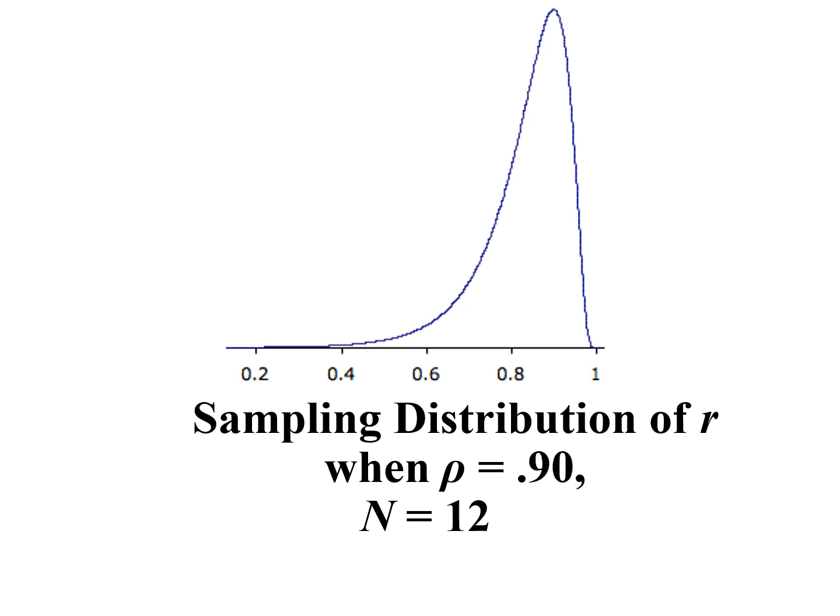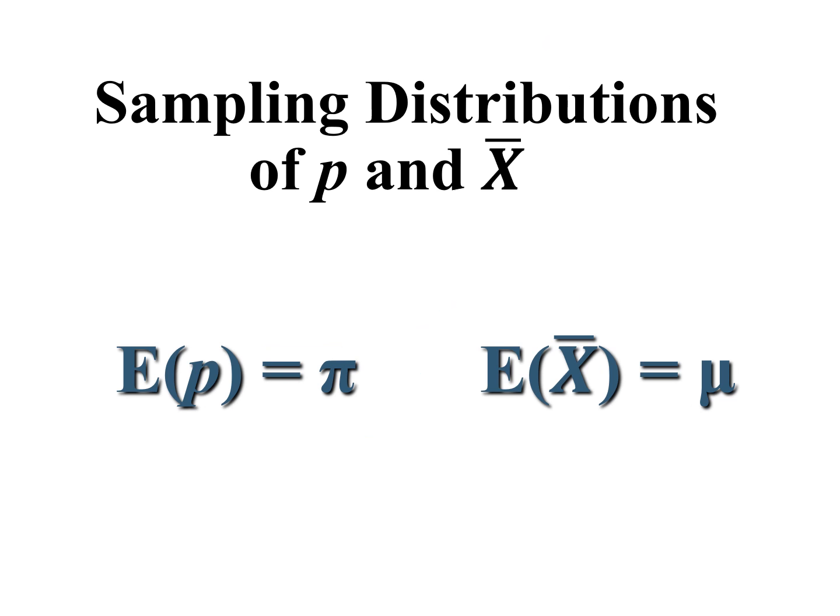So, as these examples show, the sampling distributions for some other statistics are different from the sampling distributions for P and the mean. Some of these other sampling distributions do not have a normal shape. And here's another difference. In the sampling distributions of P and the mean, the expected value of P is equal to pi, and the expected value of x bar is equal to mu. That is, the average of the sampling distribution is equal to the average in the population distribution.